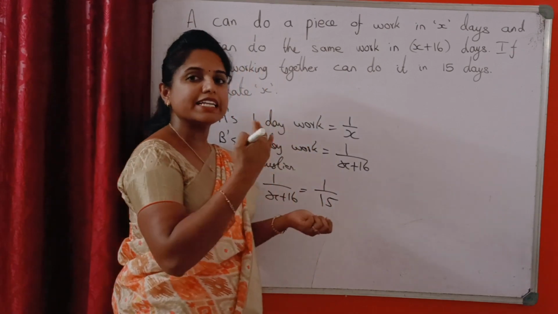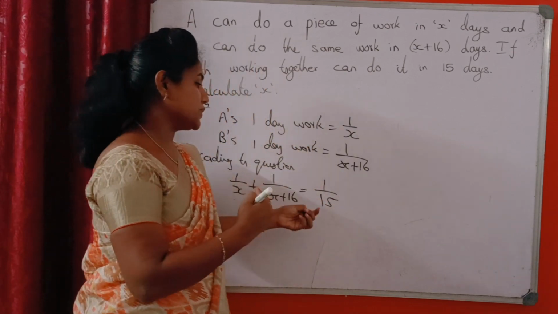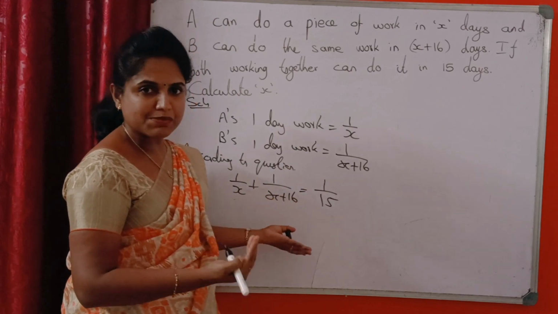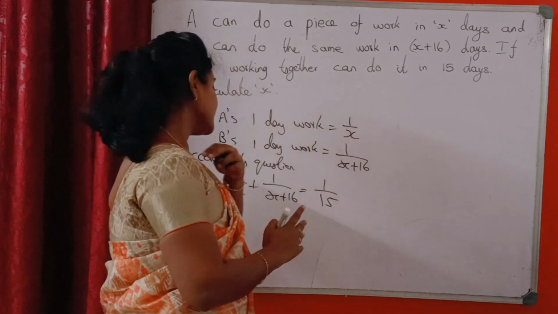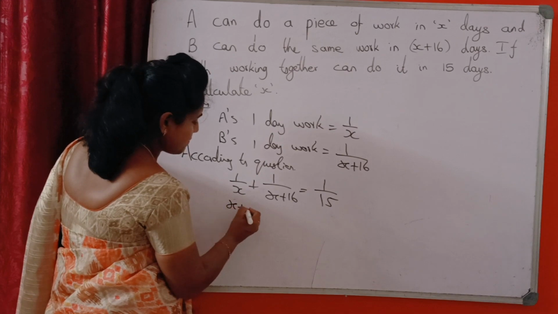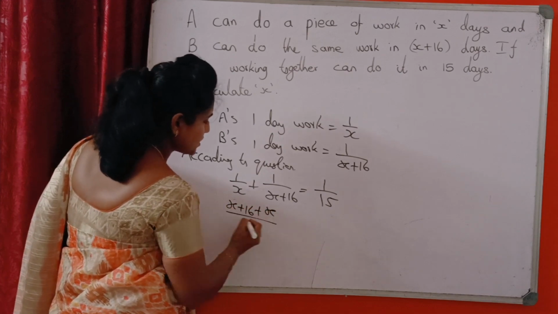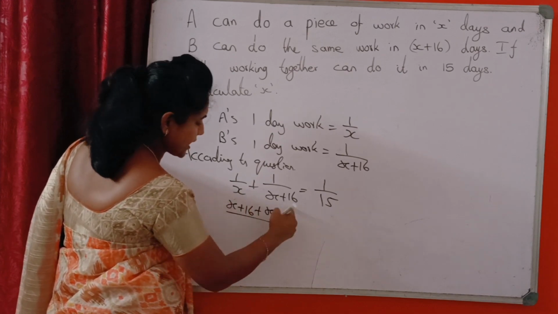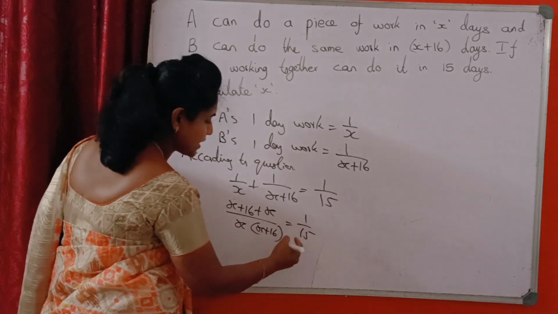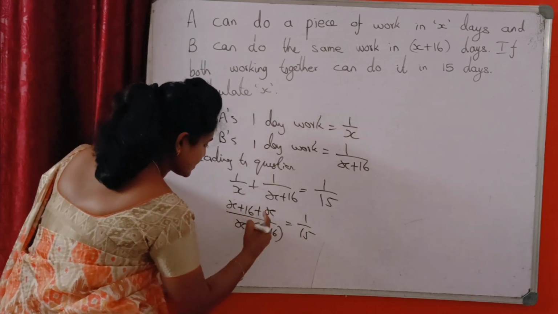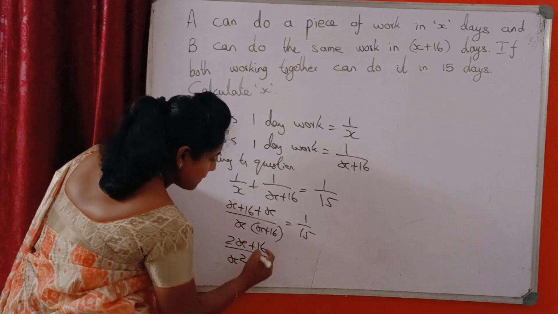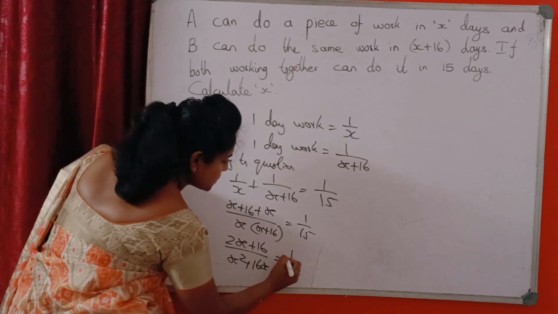Time and work are inversely proportional. We have to write the reciprocal. This is the concept. Once you know this, then you can do cross multiplication. We will get the quadratic equation. So how to do it? You have to take the LCM, right? So here, X plus 16 plus X, the whole divided by X into X plus 16, which is the LCM, equals 1 by 15. Then X plus X, 2X plus 16, divided by X into X plus 16, X square plus 16X, equals 1 by 15.